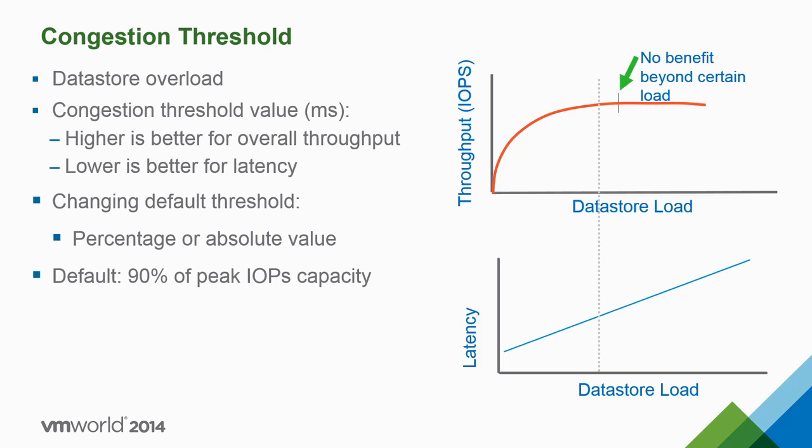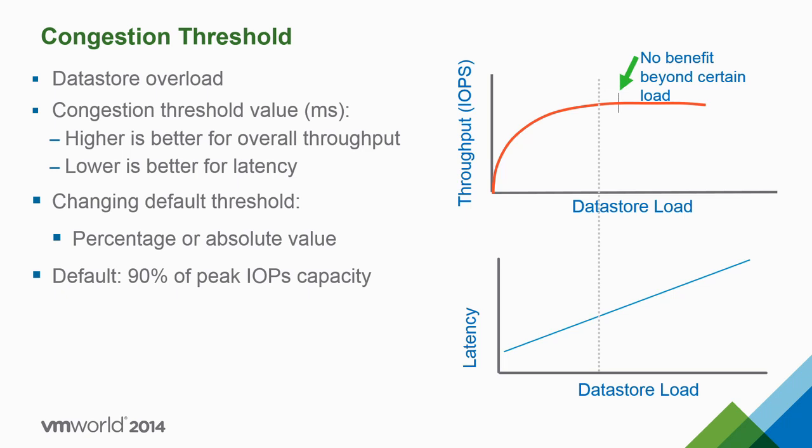Let's look at the graph on the right. The top graph shows what happens to the throughput on a shared data store as the data store I/O load is increased. As the data store load is increased, with more I/Os happening on that data store, the throughput will go up, but there will be a point where the throughput tapers off. The graph on the bottom shows the exact same data store: as I increase the data store load, what happens to the latency? The latency will keep shooting up once the throughput capacity of that data store is exceeded.